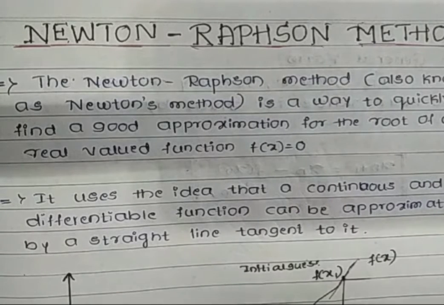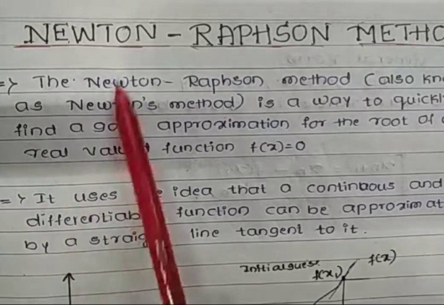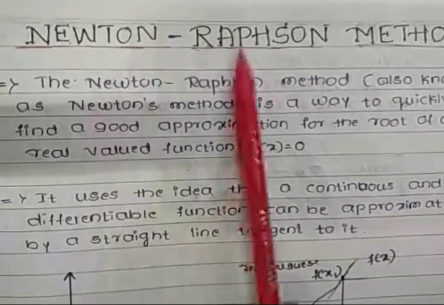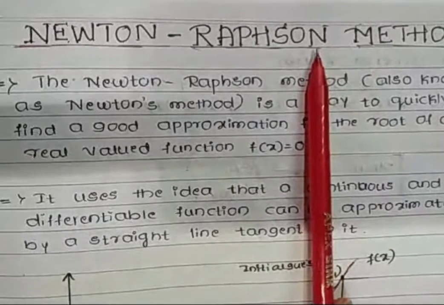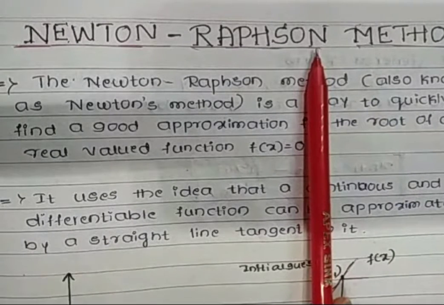To calculate roots, we already have so many methods like the iteration method, the bisection method, the regula falsi method, and even the secant method. Then why do we need to use the Newton-Raphson method? What is the use of this method and how is it different from the previous four methods?